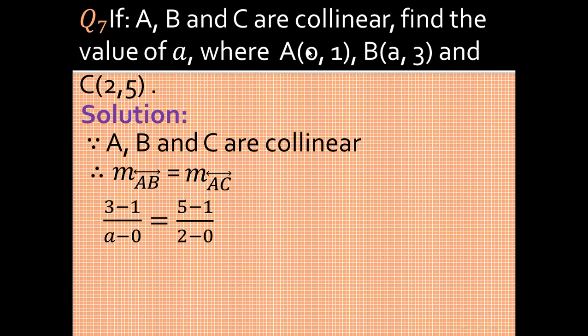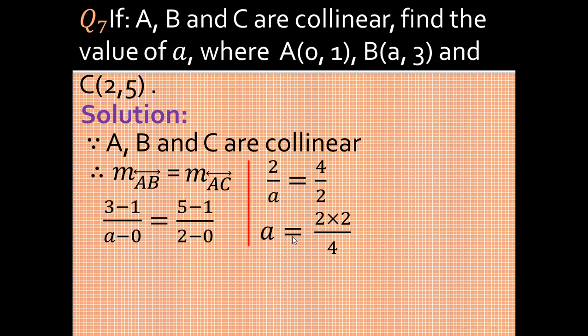AC is given. We don't have an unknown here, so we can find the difference of y coordinates over the difference of x coordinates: (5 minus 1) over (2 minus 0). 5 minus 1 equals 4 and 2 minus 0 equals 2. And here 3 minus 1 equals 2, a minus 0 equals a. Here we can make cross multiplication. We can multiply 2 by 2 and then divide by 4 to find the value of the unknown a.